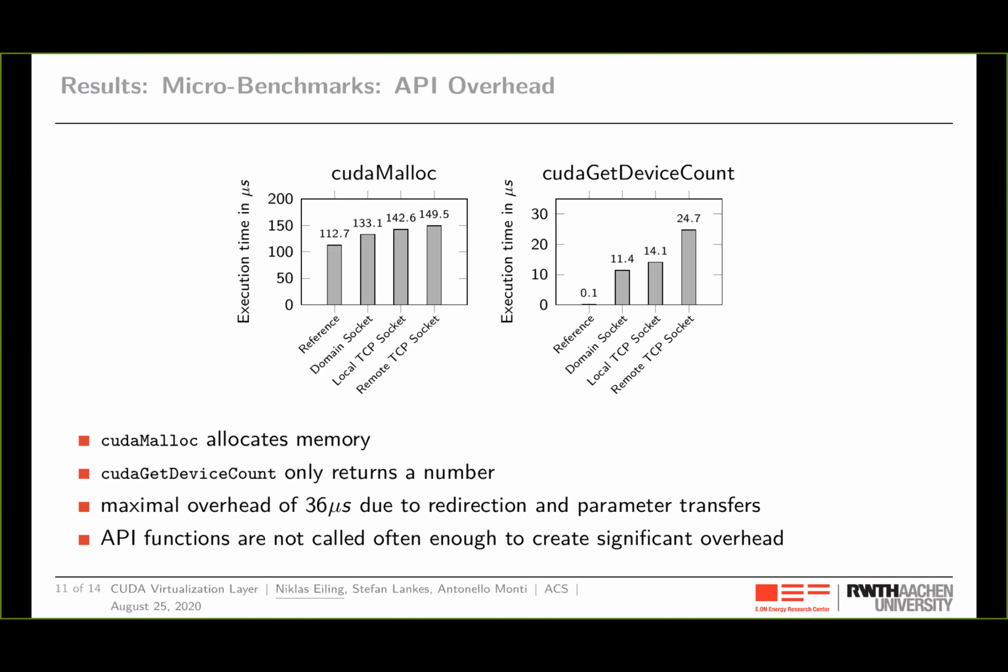But for the CUDA get device count function, which only returns a single number, almost all of the execution time when using the virtualization layer is overhead. Overall, we measure a maximum overhead of 36 microseconds due to the redirection. But we also conclude that the API functions are not called often enough to make this overhead significant enough to be shown in overall execution times of application, as we have seen on the previous slide.